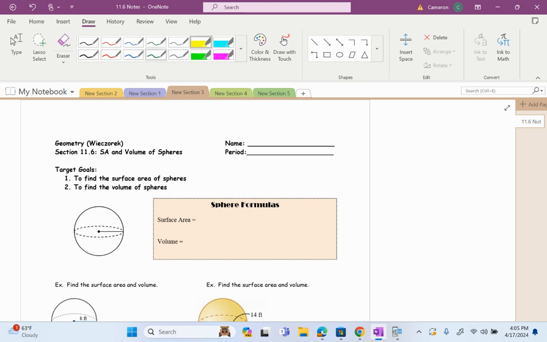I always think of a basketball or a volleyball. The Earth is an example of something that's spherical. A sphere is kind of the equivalent of a 3D circle, I guess is what I would call it. So think of it like a ball, right?